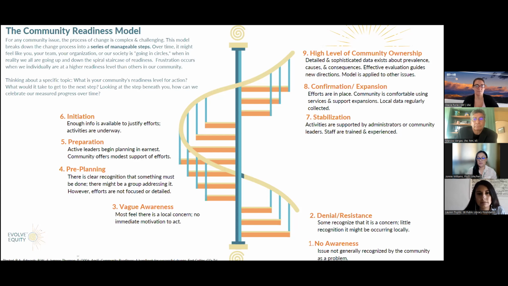And so I just want to identify that we all need to commit that change happens through discomfort, and expect this frustration, and really use that as motivation to know we're in the right place and that we are making progress towards change.